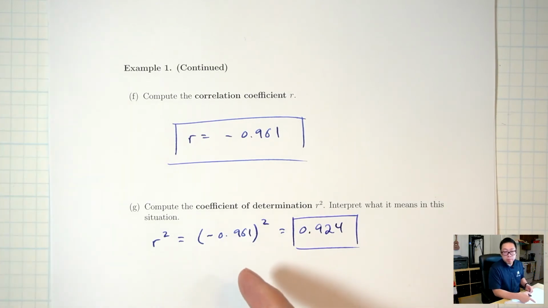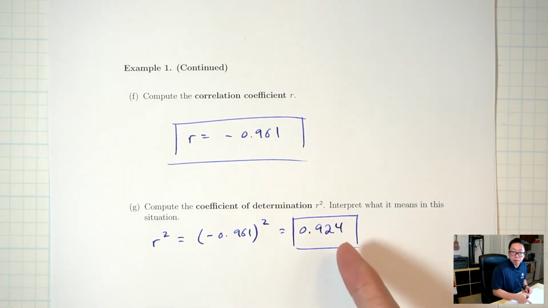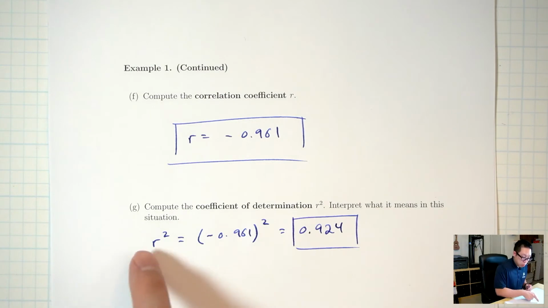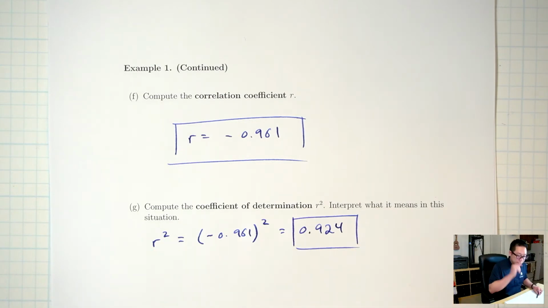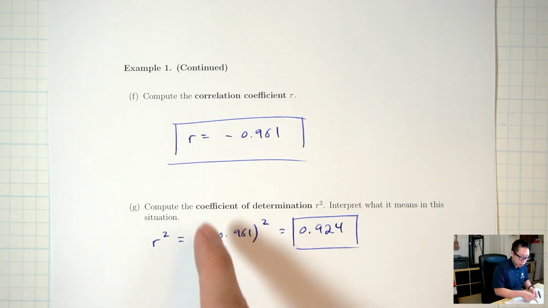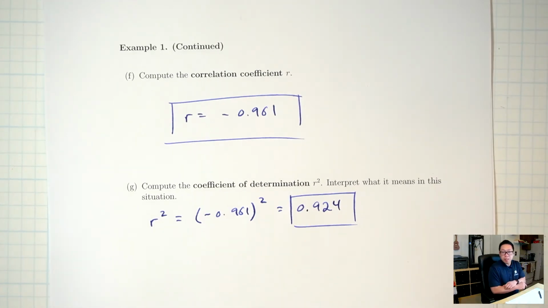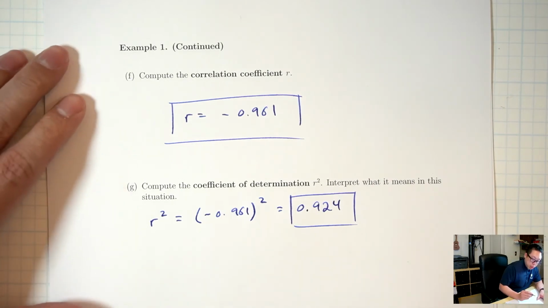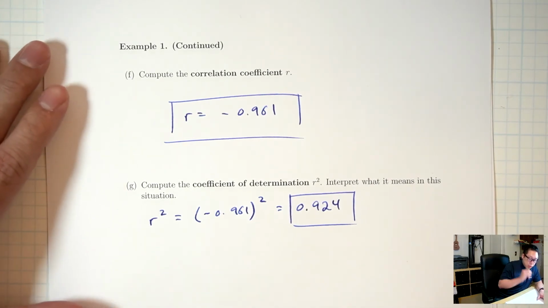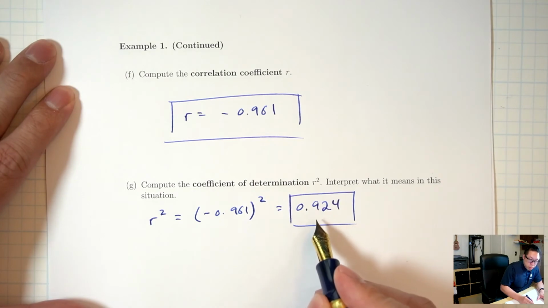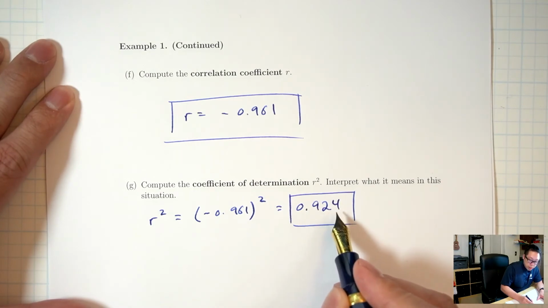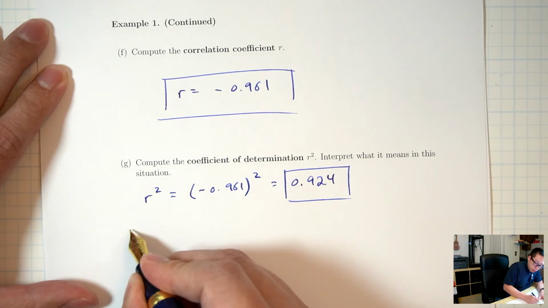Anytime you square a number, you should always get a positive number, right? So your R squared should never be negative. If you get a negative, it's probably because you forgot the parentheses. Now, this number R squared has a nice interpretation. Let me write down what the interpretation is, and then I'll explain what it means. We're going to convert this R squared to a percent. So 0.924 as a percent is 92.4%.